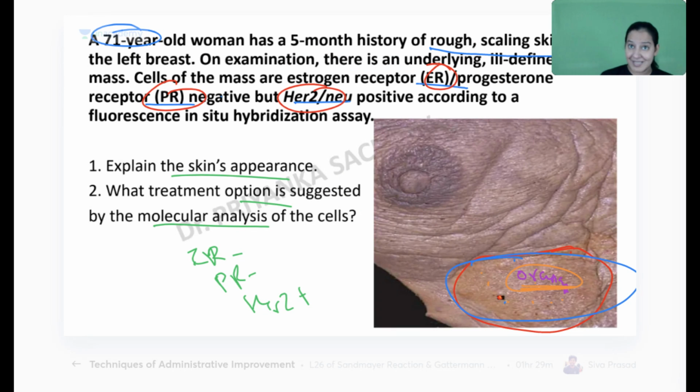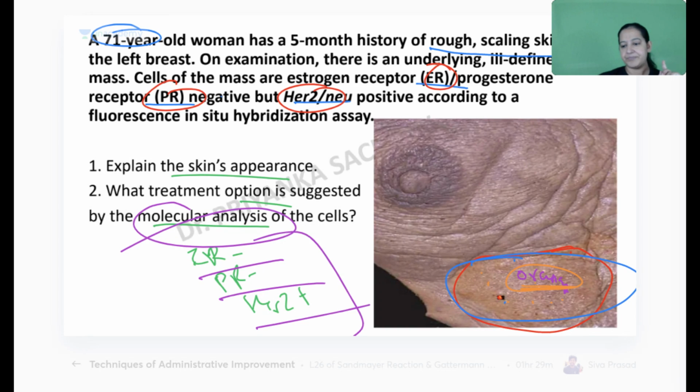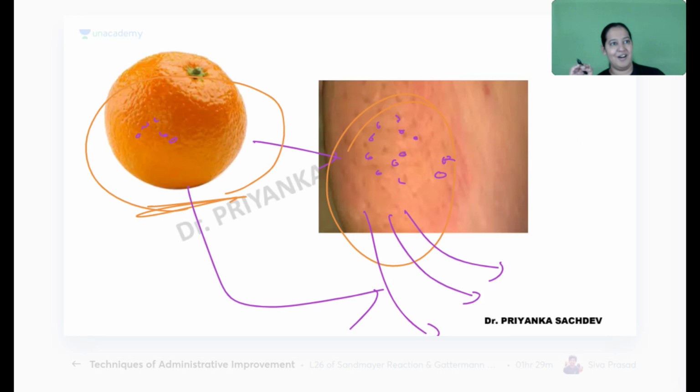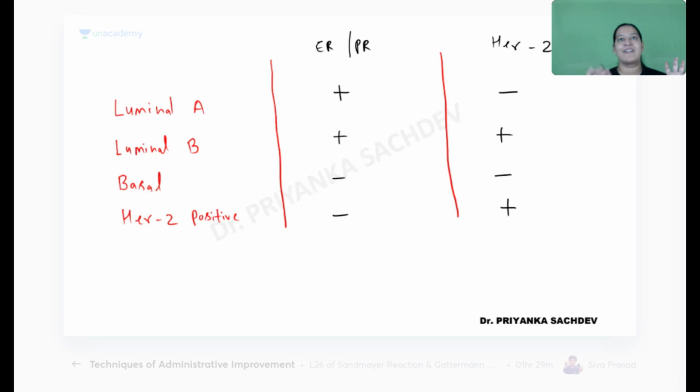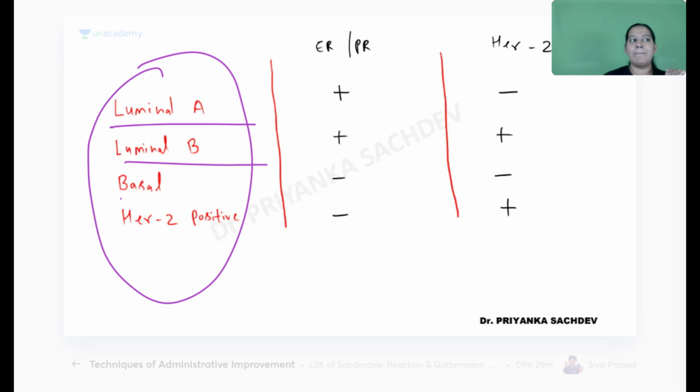That is the thing. Now come to the second question. What treatment will you offer to such a female? She is ER negative, PR negative, HER2 positive. This question is based on the molecular classification of breast cancer. You should know the molecular classification of breast cancer. There are 4 types of breast cancer: luminal A, luminal B, basal, and HER2 positive. This is the molecular classification. It is trending. Many questions are coming from this classification. Nowadays, we use this classification.